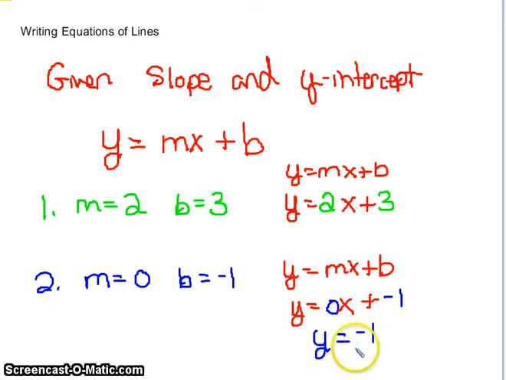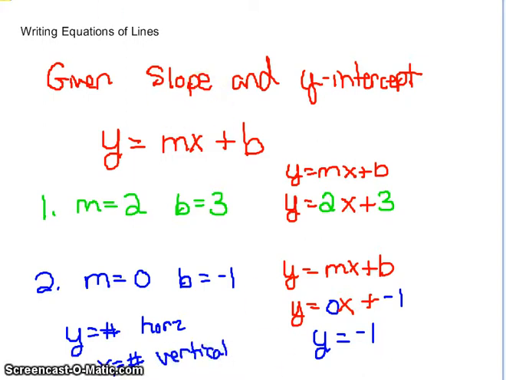And all of us should remember that if you just have a y, anything in the form of y equals a number, we're talking about, I almost wrote the wrong thing. Y equals a number is a horizontal line, and x equals a number is a vertical line.